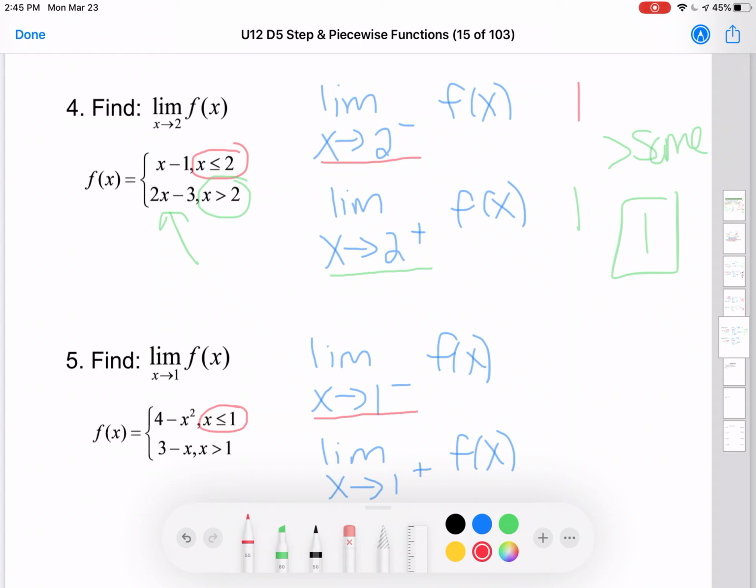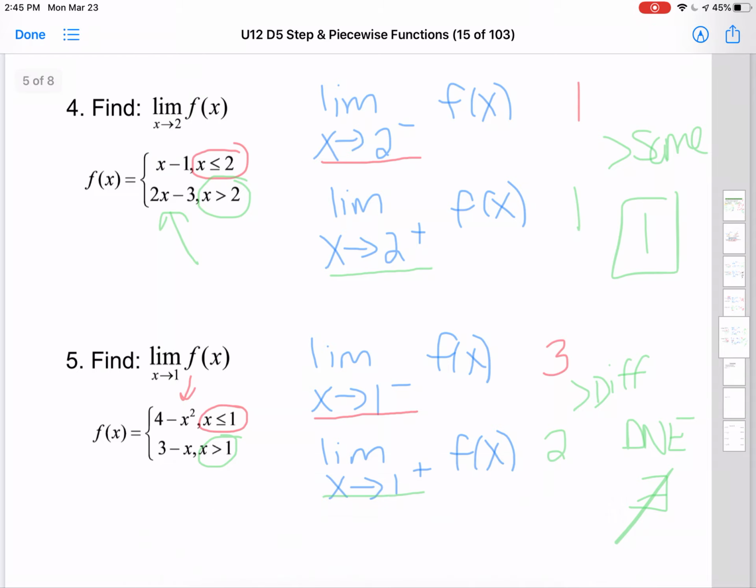And if we replace in the number 1 right here, we get 4 minus 1 squared, so we get 3. And then x approaches 1 from the right, so a little bit bigger than 1. So put in 1, 3 minus 1 is 2. So they are indeed different, so the limit does not exist, or you can use the symbol. Okay, so that's it for limits of piecewise functions.